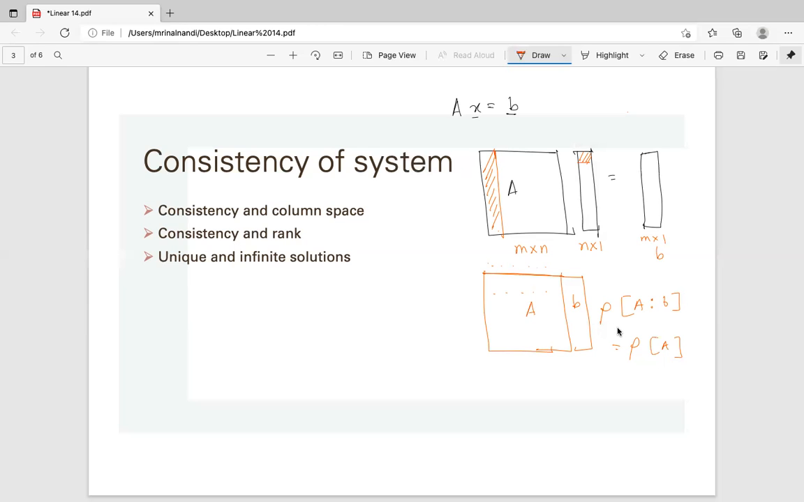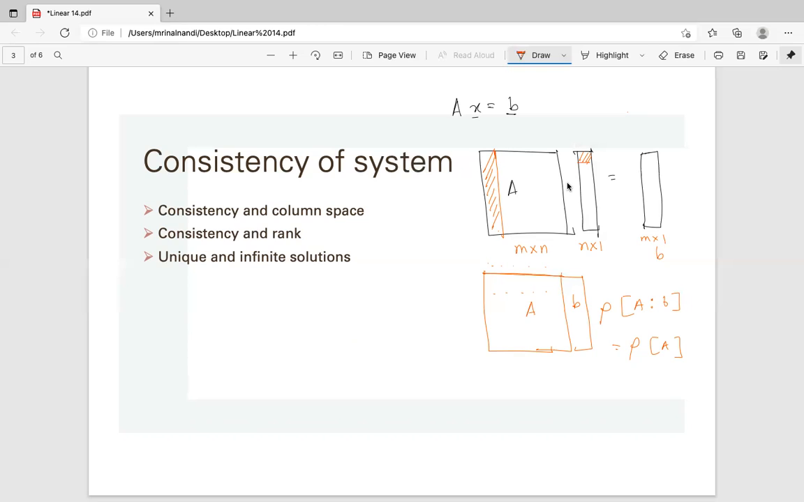The consistency of the system is just that the rank of AB equals the rank of A. Since for the homogeneous case B is 0, the ranks are always equal. Now again, unique and infinite solutions. It is clear that the solution is unique if A has full column rank, meaning all the columns are independent. If it is full column rank, then there is a unique solution. This is true not only for the homogeneous case, but for non-homogeneous as well.